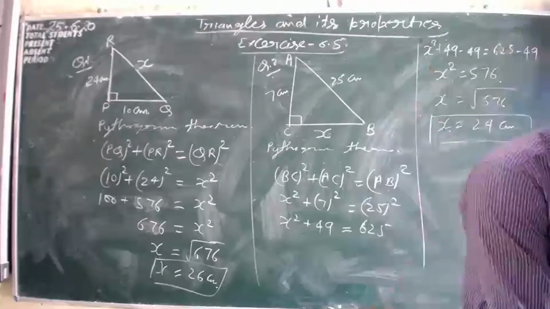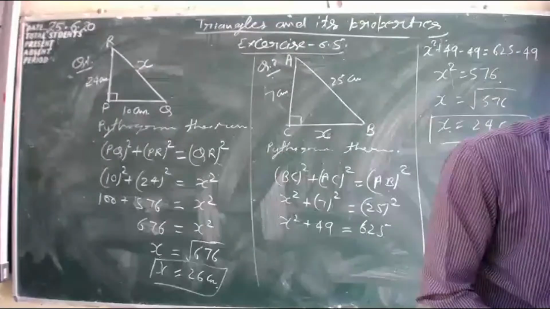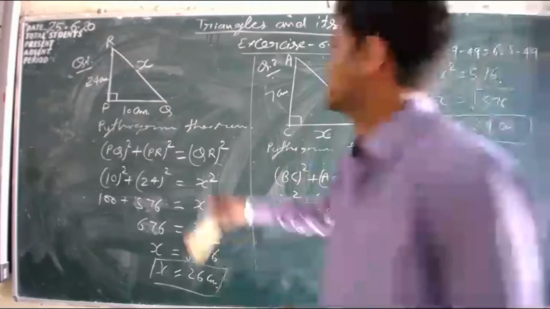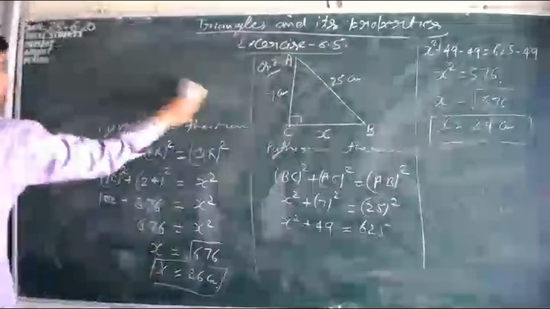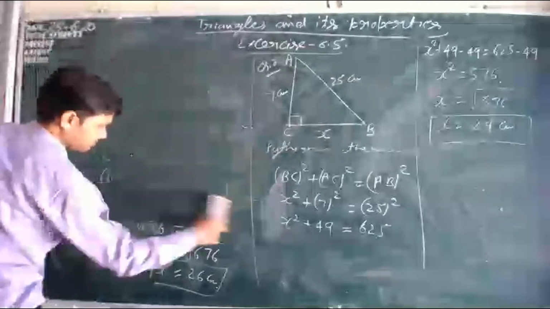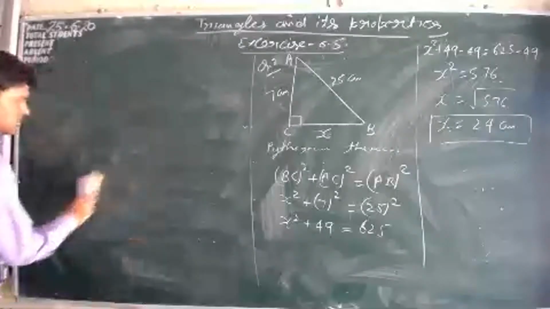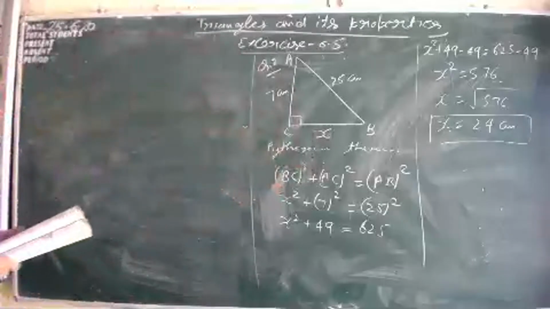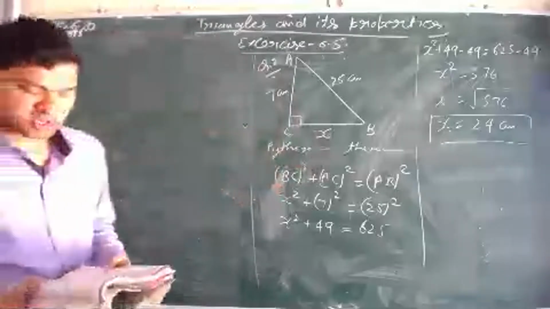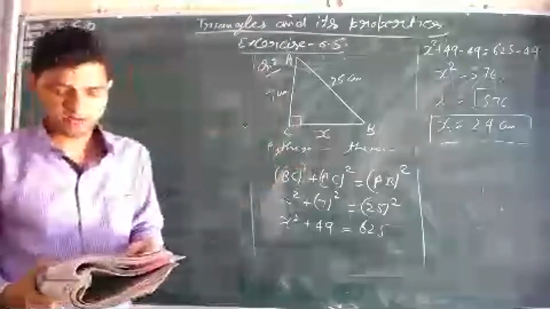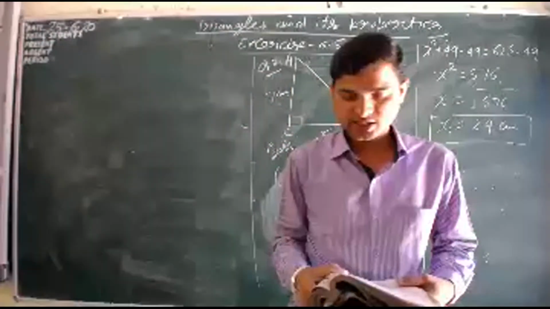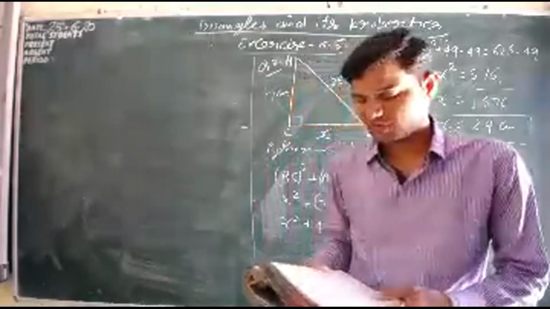Okay, now the next question is number 3. Question number 3 is very simple. A 15-meter long ladder reached a window 12 meters high from the ground when placed against a wall at a distance A. Find the distance of the foot of the ladder from the wall.